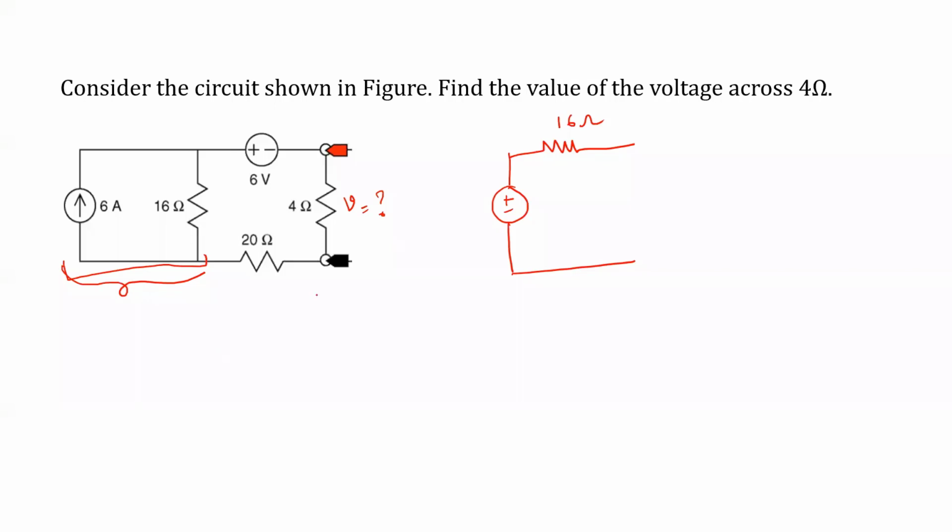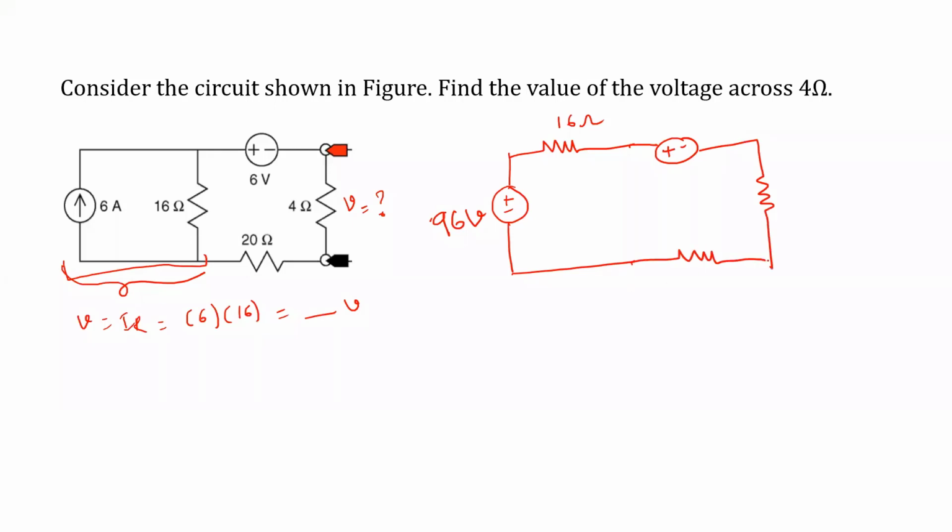Then calculate a voltage using Ohm's law. V equals to I into R. 6 into 16. That is a voltage here. That is equals to 96 volt. All right. So remaining these two, everything will be as it is. 4 ohm resistance, 20 ohm resistance. It is 6 volt. Right.